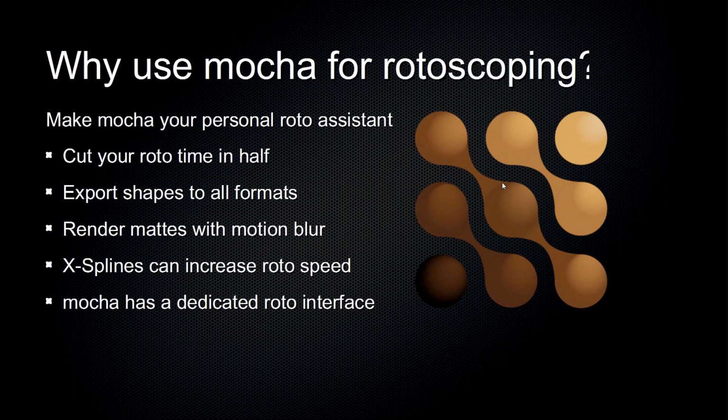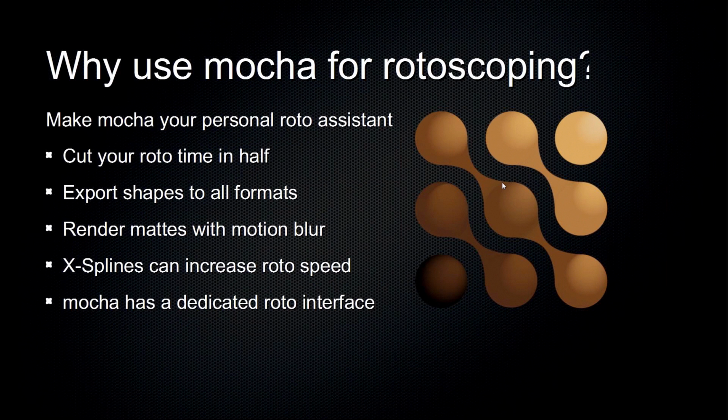So why should you use Mocha for rotoscoping? Well, basically you make Mocha your personal roto assistant, okay? So you cut your roto time in half because Mocha does a lot of the guiding for you. Then you can export your shapes to all formats, at least out of Pro. In the After Effects version, of course, you can export right into After Effects, no problem. You can render mats with motion blur out of Pro, and X-splines can increase your roto speed in any package.